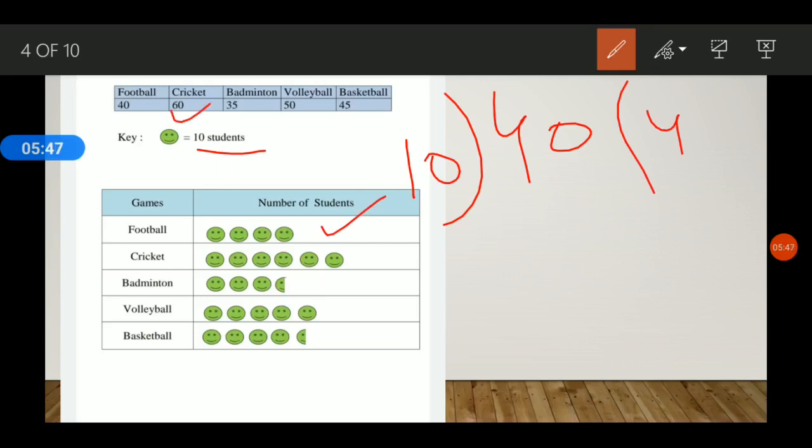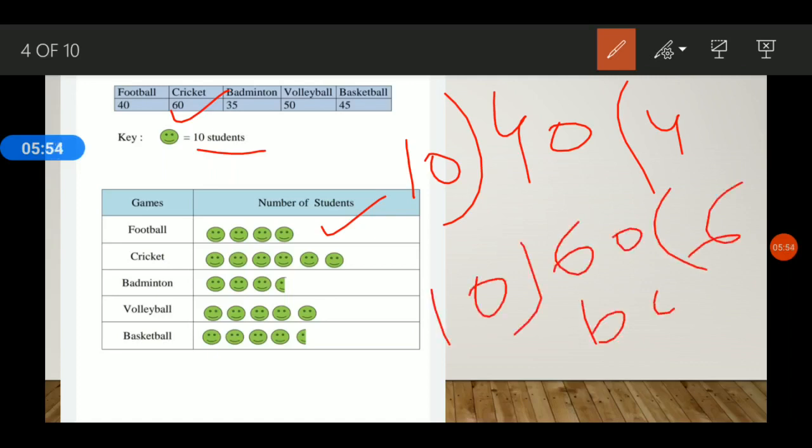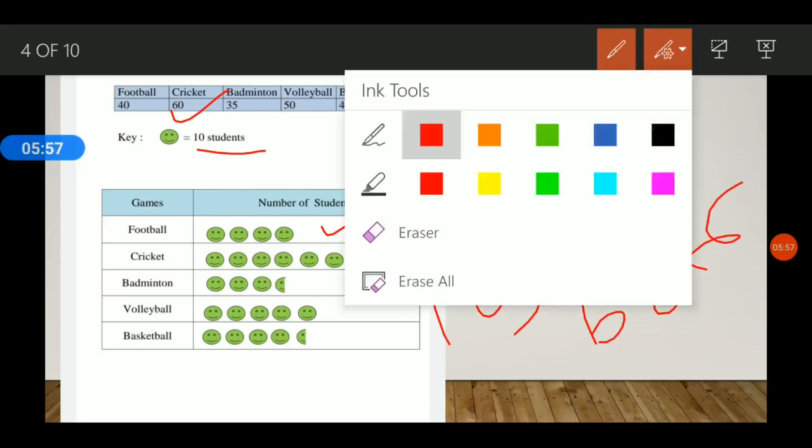Now similarly for 60, how many? So divide 60 by 10. So 10 sixes are 60. So 6 pictures here we will draw.